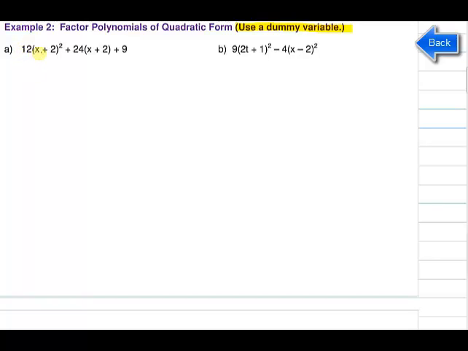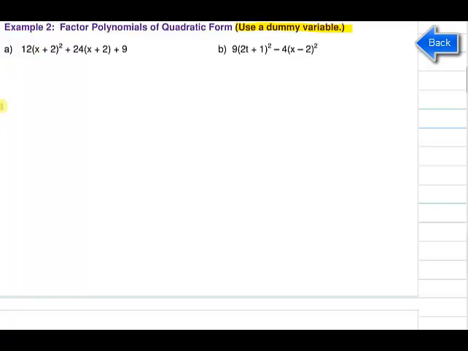We've got 12 times x plus 2 squared plus 24 times x plus 2 plus 9. It looks rather complicated. You could start, if you like, by expanding your x plus 2 by foiling, and then distributing your x plus 2 by the 24, and then combining all of your like terms, arriving at a trinomial, and then factoring the trinomial. But that might not be the best way to do it. So what I'm going to suggest to you is that we use a dummy variable.